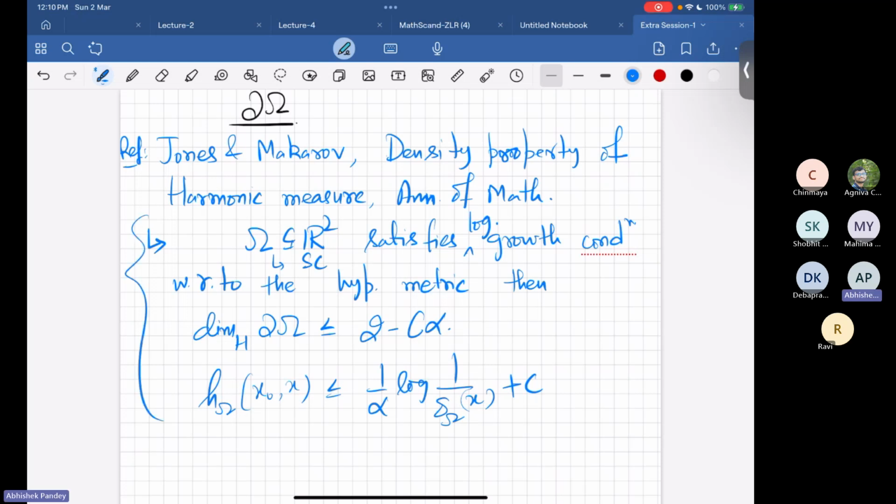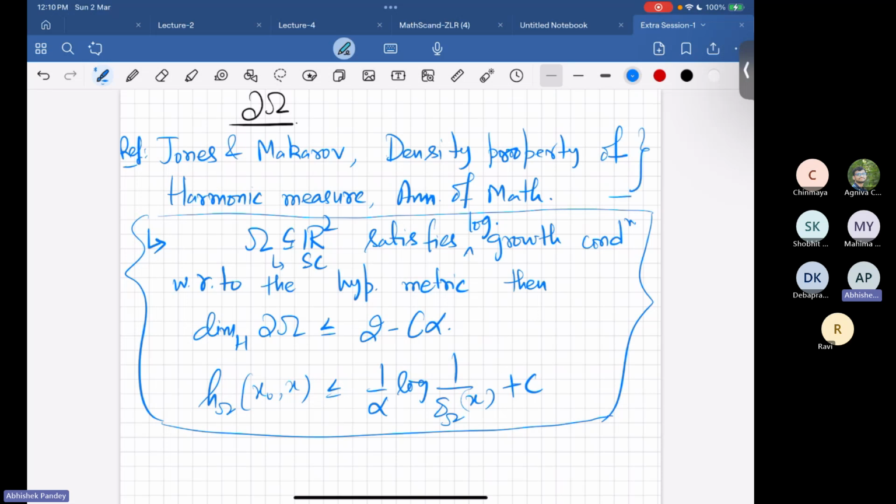This result is there in another paper in the general setting, like for Rn, but in this paper one can find the estimate for Hausdorff dimension for simply connected domains in the plane. Okay, so I will stop here. Any question?